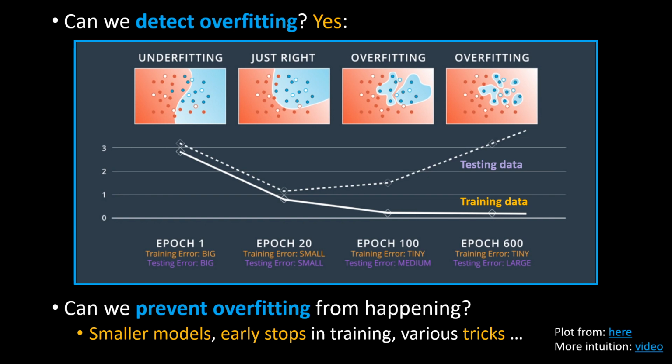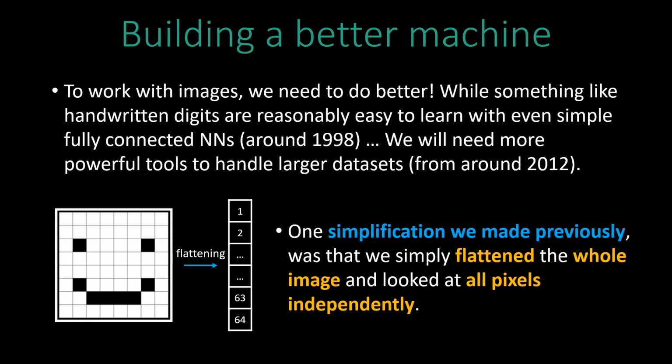Okay. So that was everything about overfitting until now, and I would like to go into the main topic of today's class, and that is convolutional neural networks. To motivate us for this is the task to build a better machine, basically.